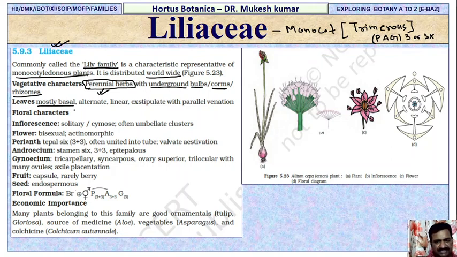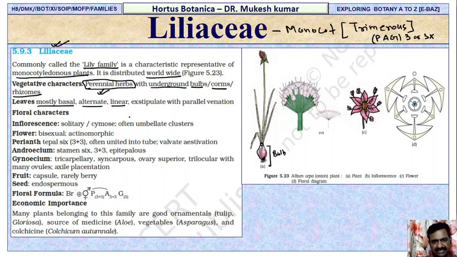These are the very common characters. Leaf usually basal. See, the leaves are there. How are they rising from? This is your onion, and as what you found, this is the stem. This is your stem. This is your bulb. Okay, so this is the bulb, and their leaves are there. So they are in basal position.